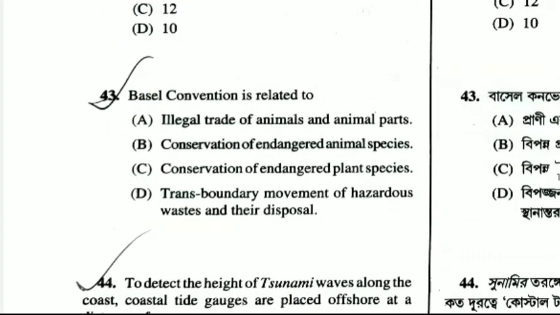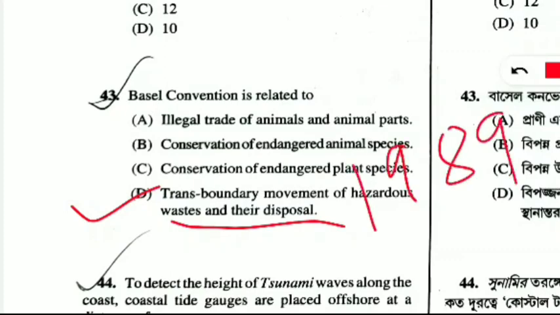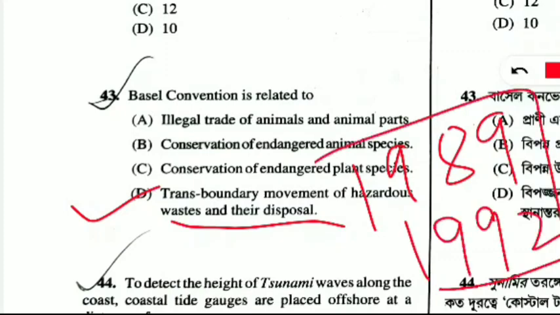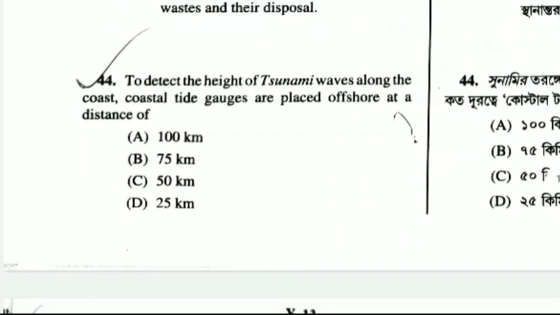Coming to the next question, Basel Convention. Very, very important. Basel Convention is related to what? We all know it is related to the transboundary movement of hazardous waste and their disposal, in order to restrict the movement of hazardous waste from developed to less developed countries. Next, we should know when the Basel Convention was signed. It was signed in the year 1989, and it came into effect in 1992. So these years are also important. Note down, 1989 it was signed, 1992 it was effective. Let's move to the next question, question 44.